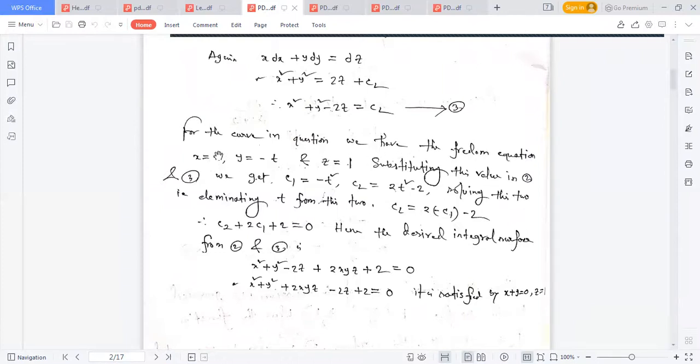Now, if we put x equals to t, y equals to minus t, and z equals to 1, substituting these values in equations 2 and 3, we get C1 equals to minus t y square, C2 equals to 2t square minus 2. Solving these two, eliminating t from these two, we get the values of C1 and C2. Hence the desired integral surface from equations 2 and 3 will be this.